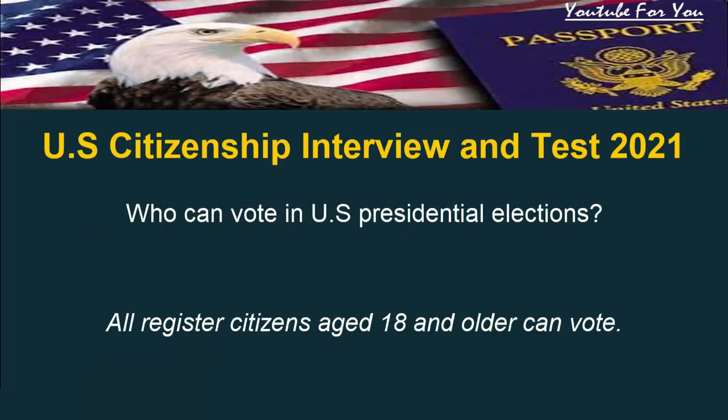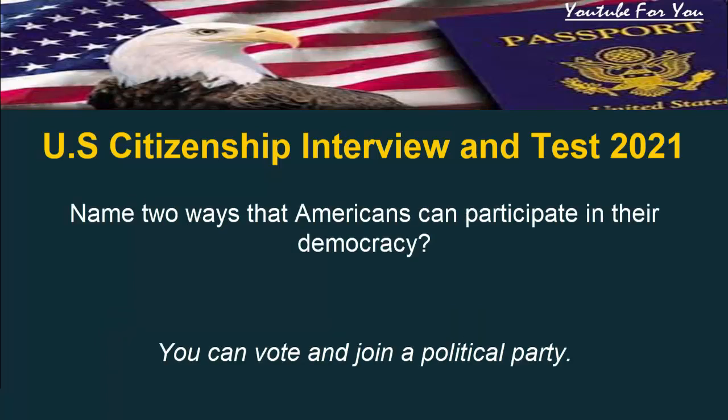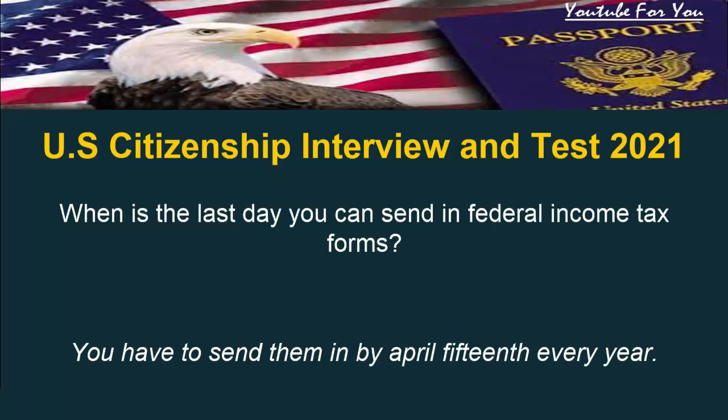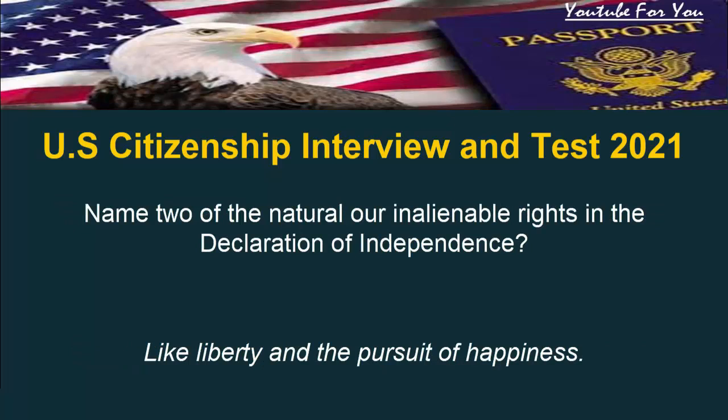Who can vote in U.S. presidential elections? All registered citizens age 18 and older can vote. Name 2 ways that Americans can participate in their democracy. You can vote and join a political party. When is the last day you can send in federal income tax forms? You have to send them in by April 15th every year. Name 2 of the natural or inalienable rights in the Declaration of Independence. Life, liberty, and the pursuit of happiness.